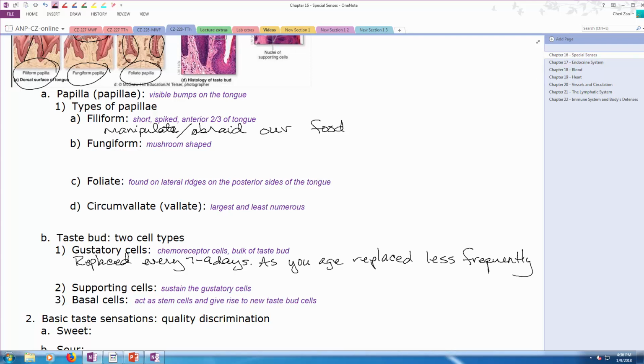Now, the gustatory cells have a hair that actually projects out of the pore. Well, guess what's on the hair? Our receptors. That's where our receptors are located. So the hair, again, is not a real hair. It's a structure that looks like a hair, and that's where the receptors are located.